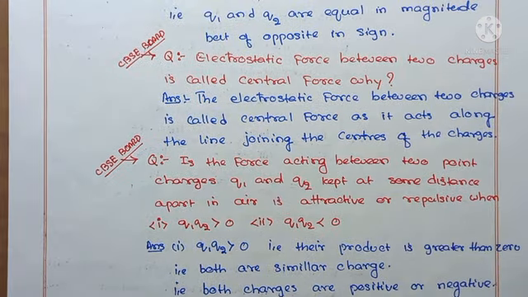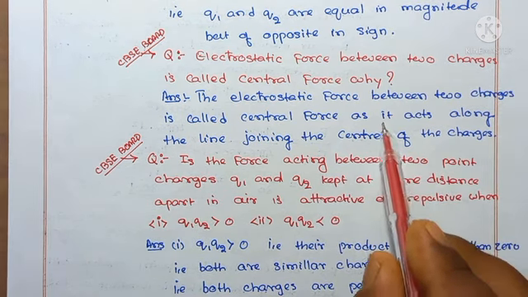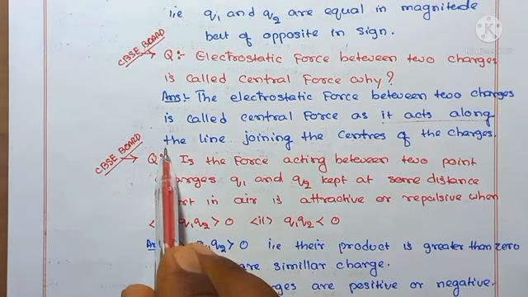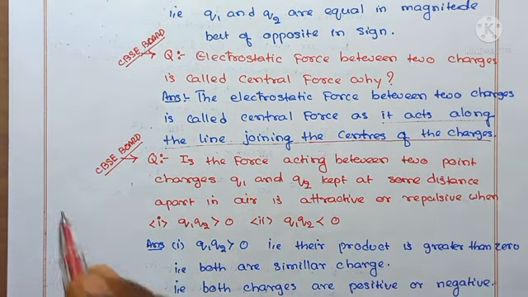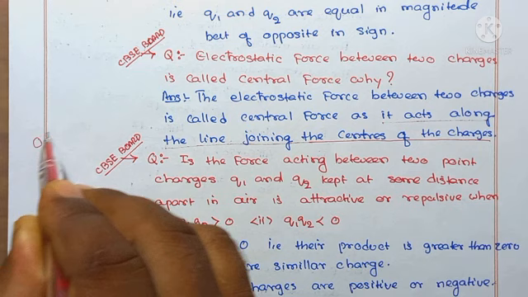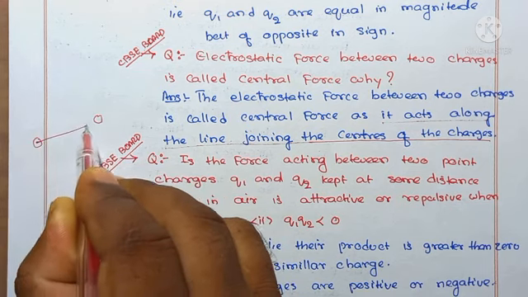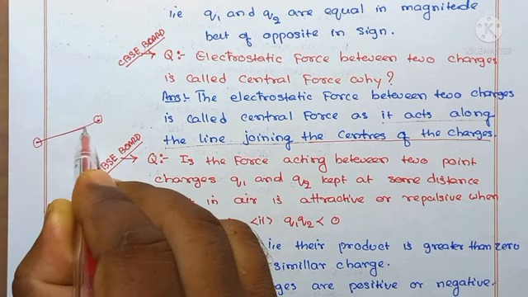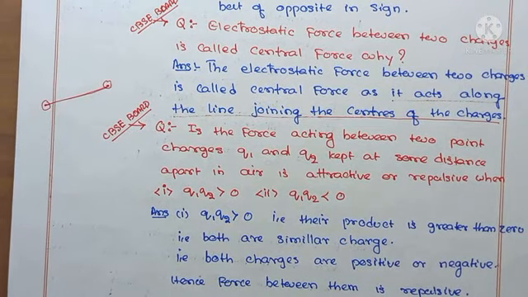Now another question, it is also a CBSE board question. The electrostatic force between two charges is called central force. Why? The electrostatic force between two charges is called central force because it acts along the line joining the centers of the charges. This is one charge, this is another charge. These forces are acting along the line joining the centers of the two charges.